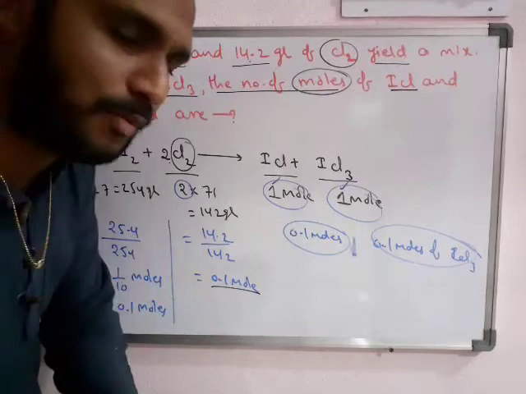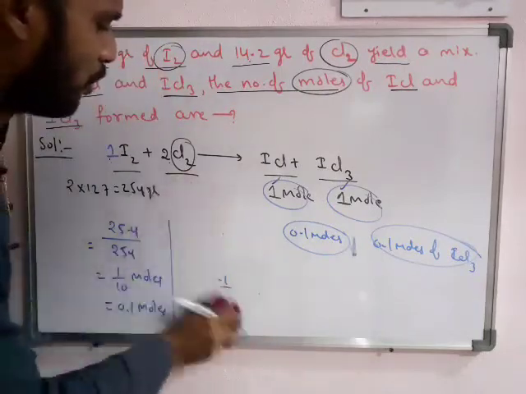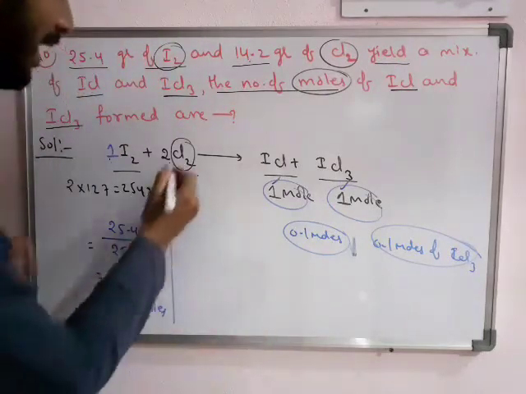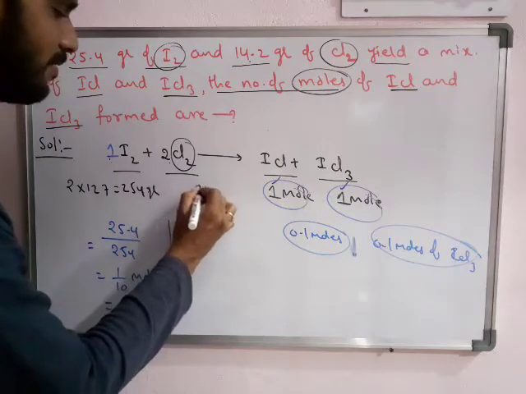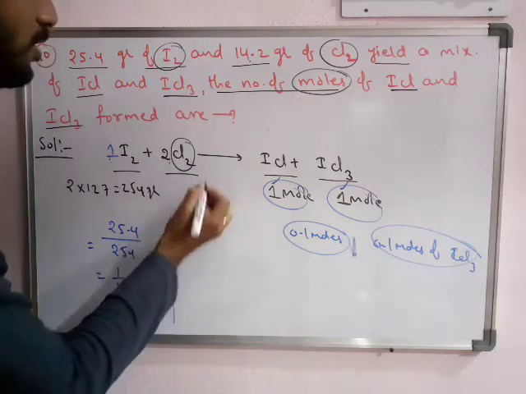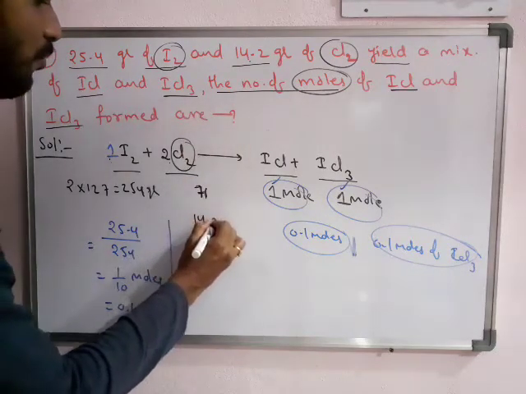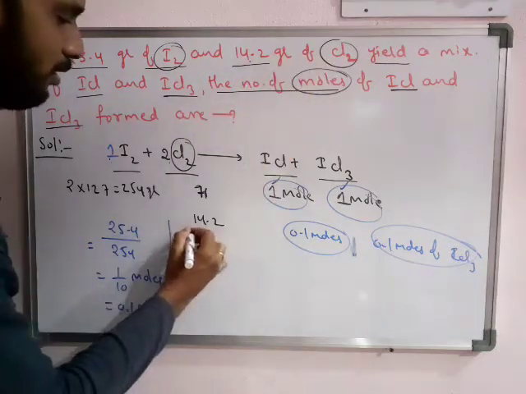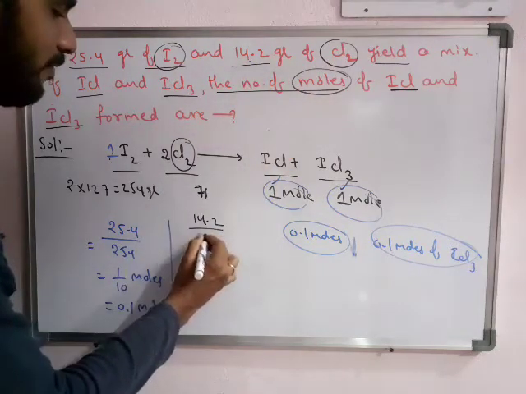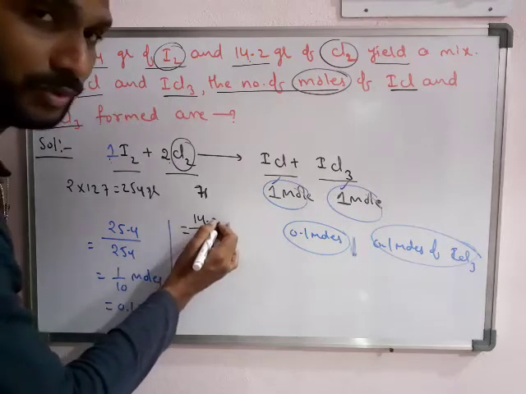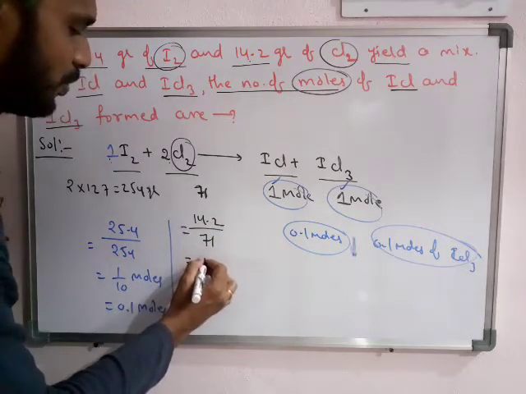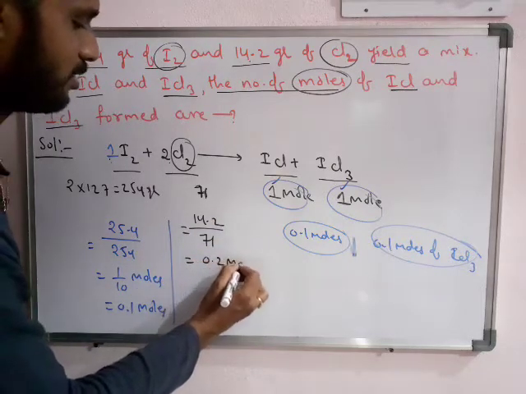If you take the direct chlorine, that is how much? 71. Okay, so what is the weight? 14.2 grams of chlorine. What is the molecular weight? The general molecular weight we know is 71. So here we will get 0.1 moles.